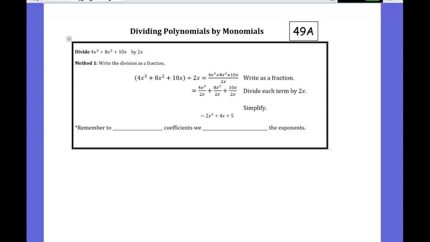Hey guys, welcome back. Today is day 49 and we will be talking about how to divide polynomials by monomials. A polynomial has many terms and a monomial has one term.